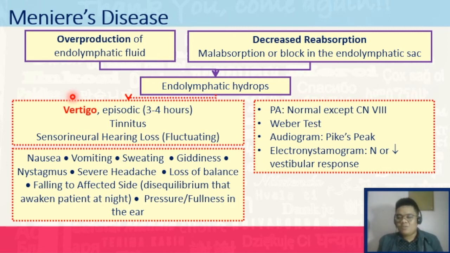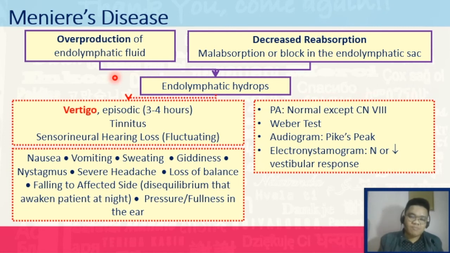Okay, if you would look at these three here that are first listed, your vertigo, which is episodic. So take note, the vertigo here is not continuous, it's episodic but could last for 3 to 4 hours, including your tinnitus and your fluctuating sensorineural hearing loss. These are actually the classic signs of your Meniere's disease, or oftentimes referred to as the triad of symptoms for your Meniere's disease. So take note, class, that the sensorineural hearing loss for this kind of disorder is fluctuating.